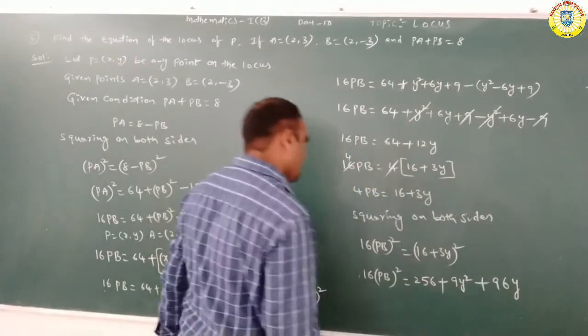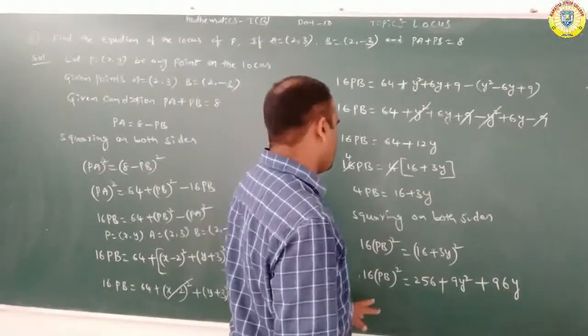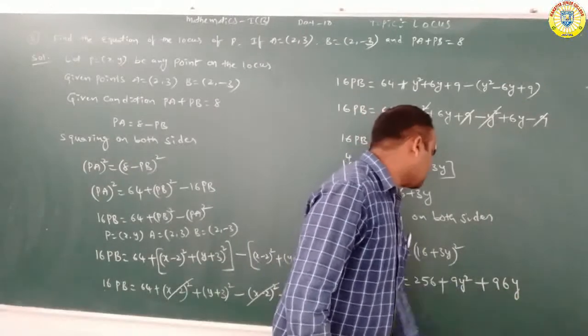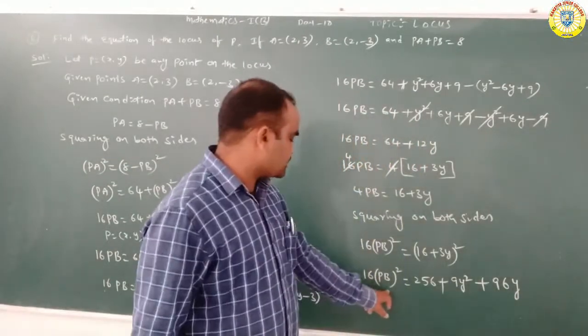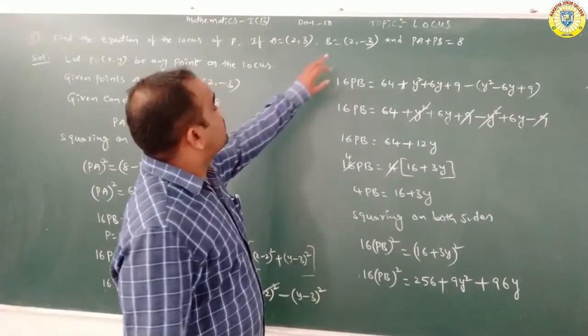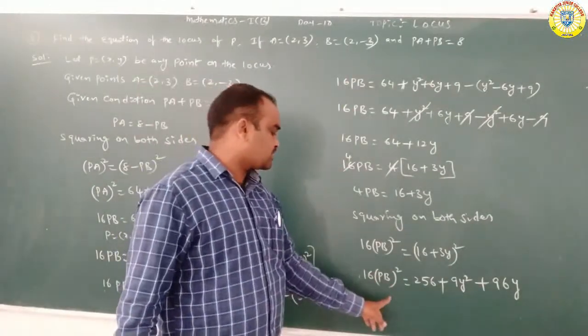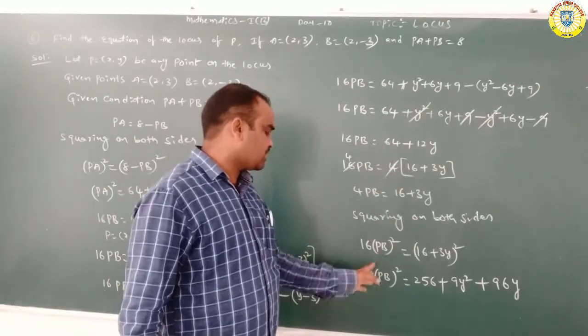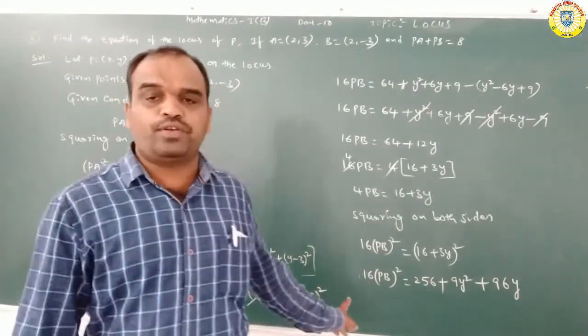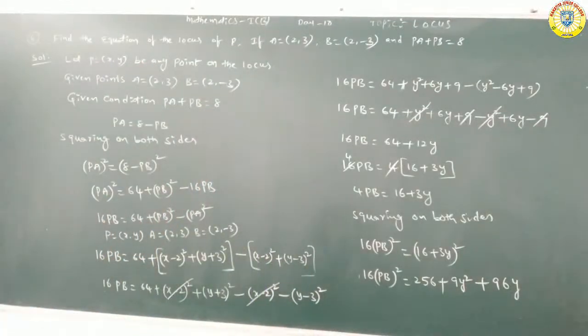Okay, see this one. So this is 256 plus 9y square plus 96y. Now we are substituting P equal to x comma y and B equal to 2 comma minus 3. We substitute 2 comma minus 3 and simplify that value, we get the answer. All of you note down this one first.